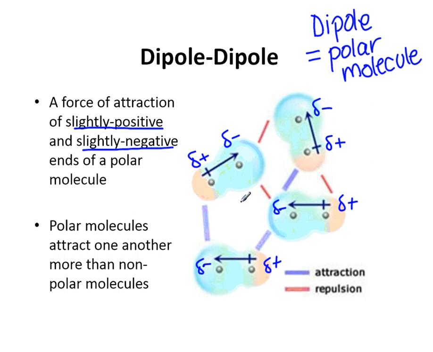Of course, you can't get a perfect alignment all the time of positive and negatives, but the ones in blue here, it's not a bond, but this is a dipole-dipole interaction. One dipole from one molecule interacting with a dipole from another molecule.